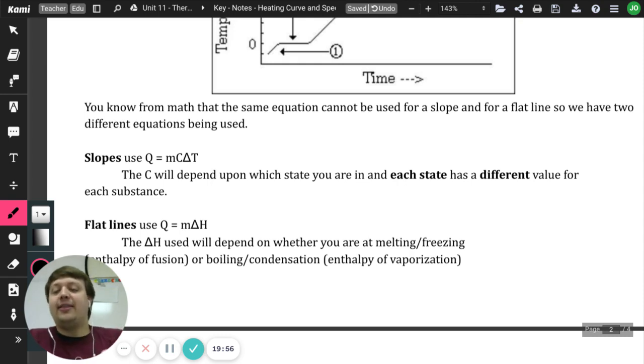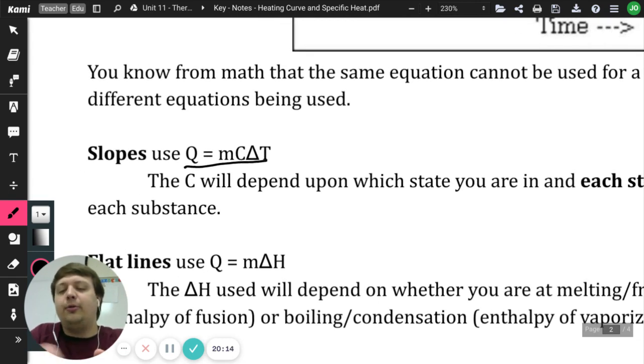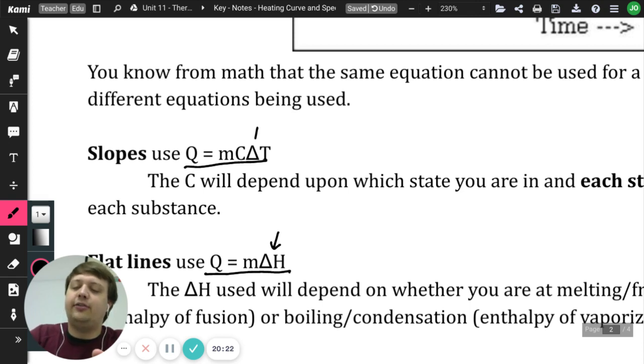You know from math that the same equation can't be used to find the slope and the flat line, and so we do have two different equations. Really, they are the same, but they've just been converted a little bit. So Q equals MC delta T is going to represent all of our slopes. Flat lines represent Q equals M delta H. So this is telling us the change in energy, and this is telling us the change in temperature. So basically, we're just looking at two different things here. We know that delta H is essentially representing the potential energy, whereas delta T is representing the kinetic energy. And so that's all we're doing, is seeing how that changes.